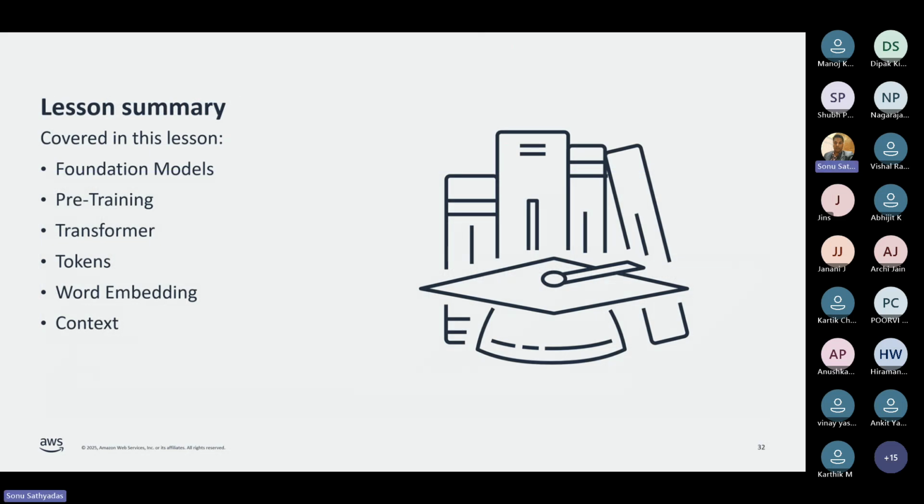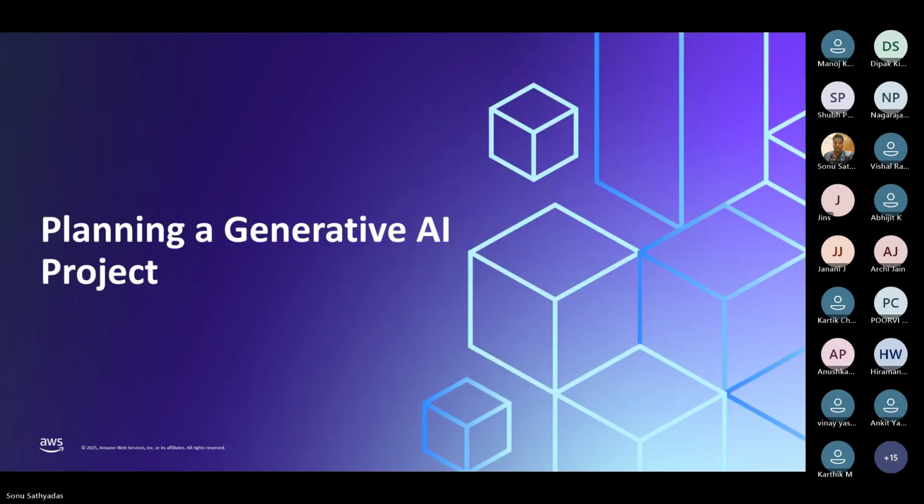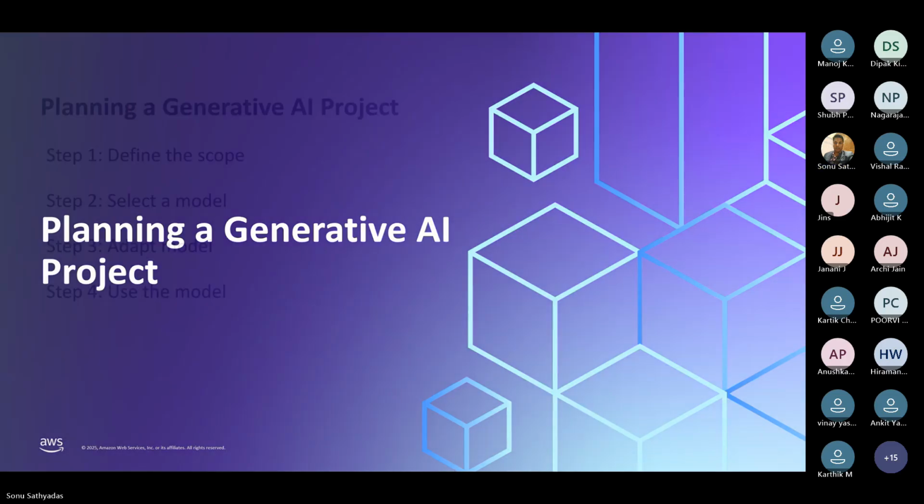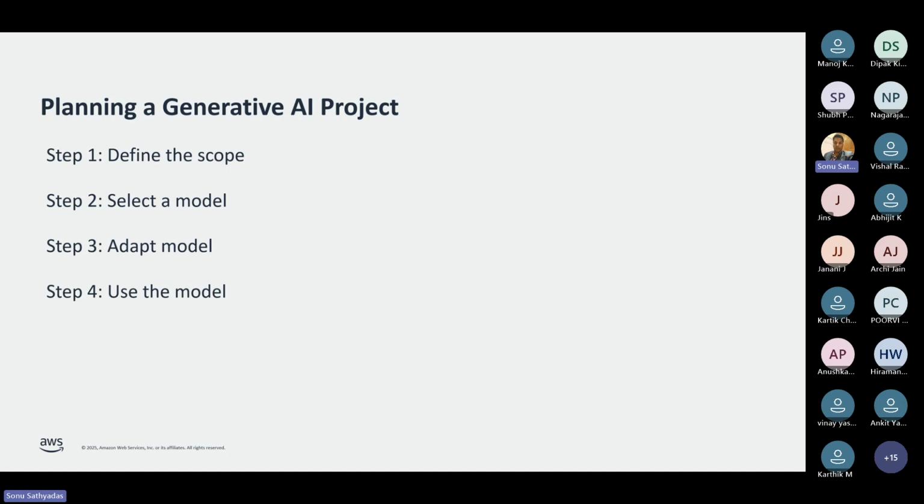So in this lesson, we have discussed the common terminologies that we use in Gen AI, that is foundation models, pre-training, transformers, tokens, word embeddings, and context. In the next lesson, we will discuss planning a generative AI project. In this, we will understand how to define the scope for a generative AI project, how to select a model, adapt a model, and use the model.